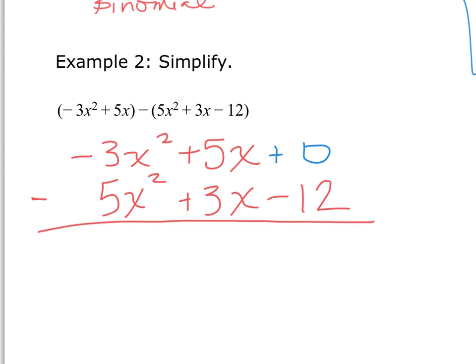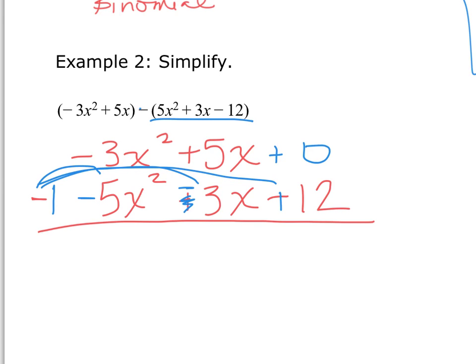All right. Next, if I'm subtracting, see I was subtracting up here? All of this, we have to subtract each part. So what we have to do is distribute a -1 to each part. So -1 times 5x squared is negative 5x squared. -1 times 3x is negative 3x. And -1 times -12 is positive 12. So when we're subtracting, we have to subtract each term. Does that make sense? Each term.